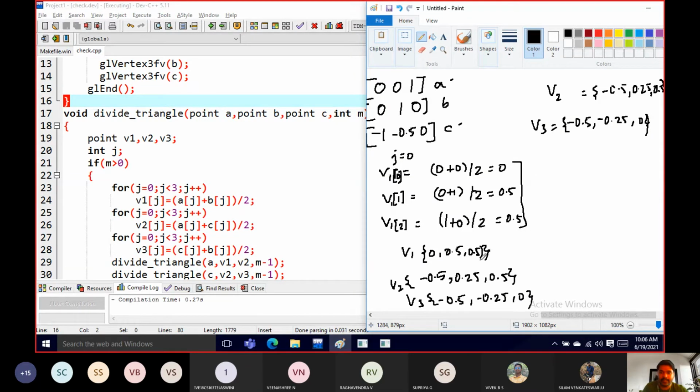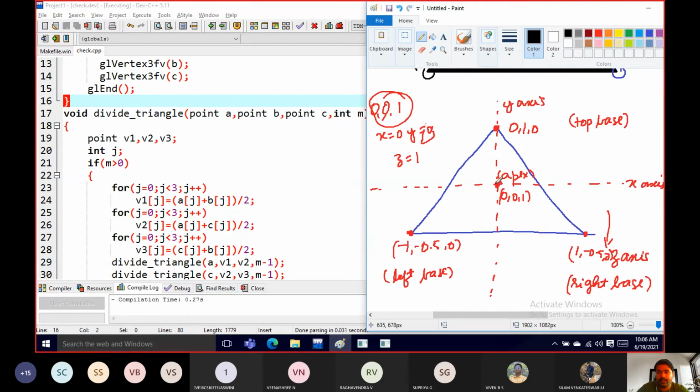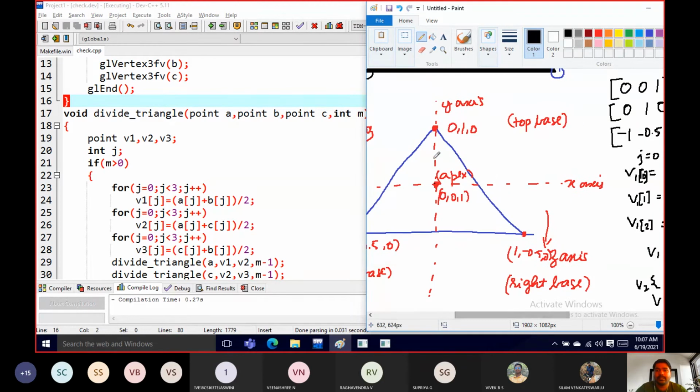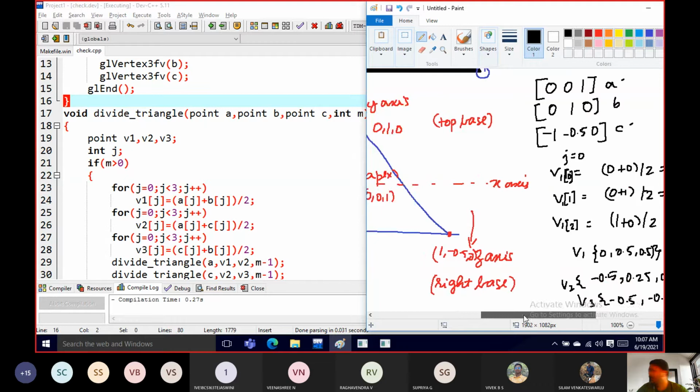So by getting these three values, just see how we deal with it. First value is 0, 0.5, 0.5. So 0 is here. What is 0.5, 0.5 now? x is over here, then y with 0.5 and z with 0.5. So x is 0, y is 0.5 and z is also 0.5. That means here, this will be the midpoint. Got it?